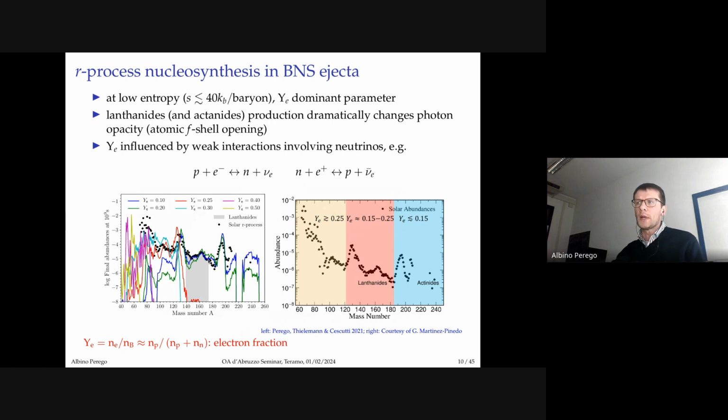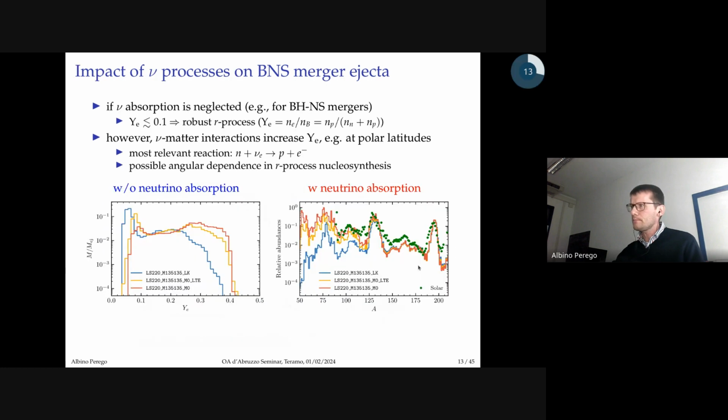This was not clear 20 years ago, where people thought that neutrinos were not relevant, and so we could produce only the heavy part of the R process elements. And indeed, as you can see, the nucleosynthesis pattern changes dramatically. If you don't include the neutrino reactions, you produce the heaviest part of the solar residual R process elements, from the second to the third peak, but you underproduce the first peak. Once you introduce the effect of neutrinos, the Ye distribution moves also to larger values, and this actually allows a better match of the solar pattern also in the low mass number region.